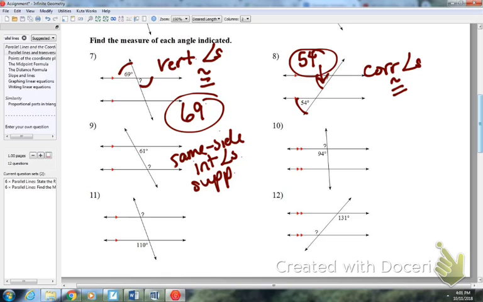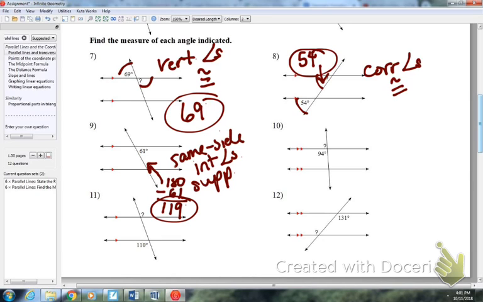So if they are supplementary, to find this question mark angle, we're going to take 180 degrees minus the one we know. We know that angle is 61. So this particular angle is going to be 119. Again, since they're same side interior, we take 180 minus the angle that we know, which is 61, and get 119.